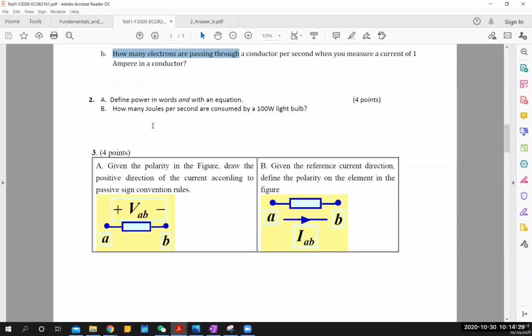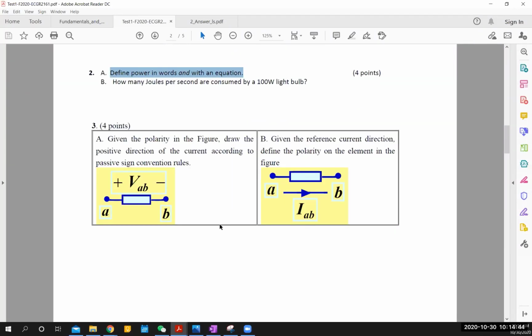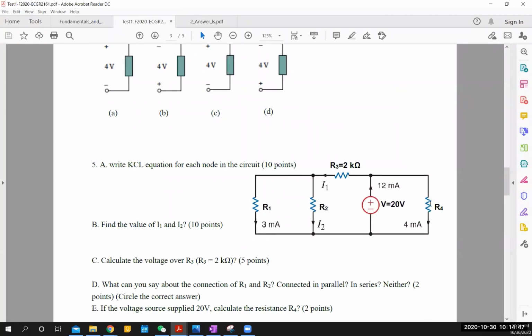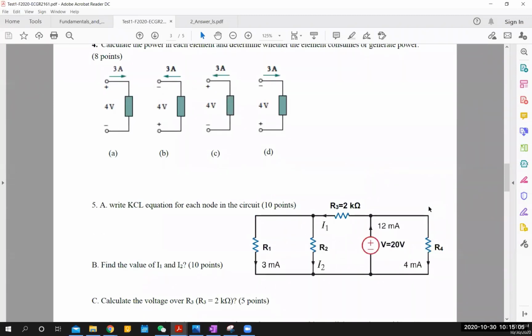Now come to the next point: define power in words and with an equation. So what is electric power? If you have a circuit, and for example you have a circuit element here, R4, what is the power in R4? That power is coming from this source, right? Whenever this element is receiving some power, it is receiving some energy, and that energy is utilized in R4, maybe in the form of heat or light or something else.